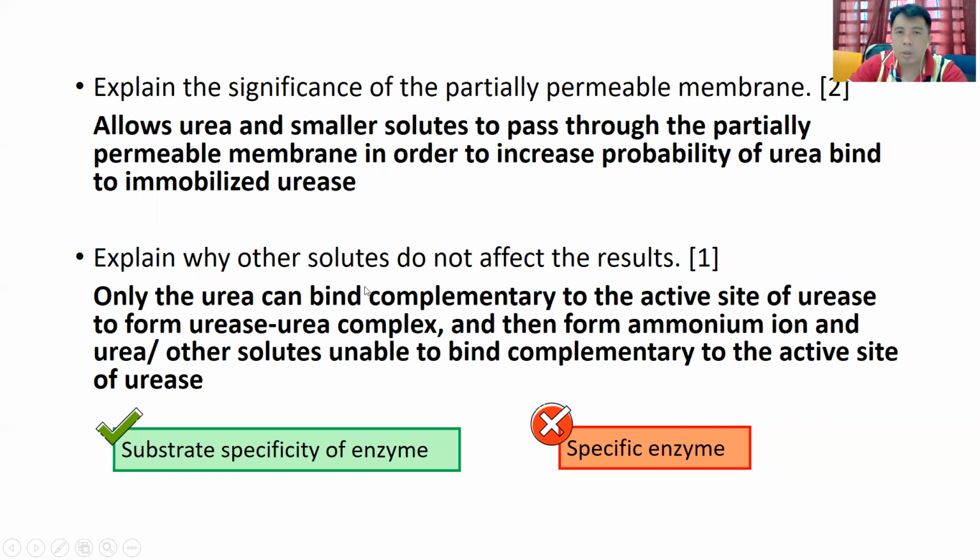Explain why other solutes do not affect the result. This one is about the specificity of the enzyme. Not the specific enzyme, but the specificity of the enzyme. So only the urea can bind complementary to the active site of urease to form the urease-urea complex, the enzyme-substrate complex, and then form ammonium ions. Urea or other solutes are unable to bind complementary to the active site.